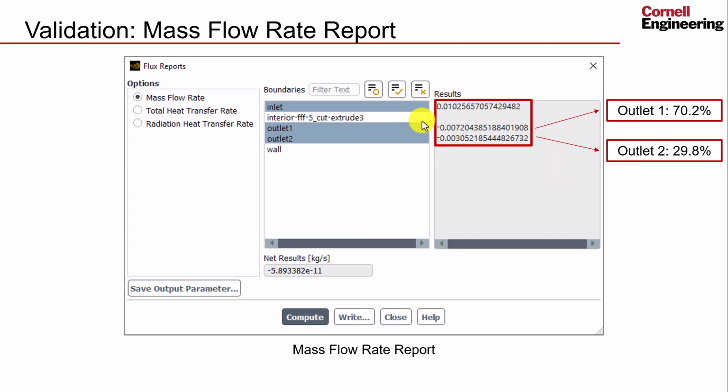Using these mass flow rates to derive percentages, we get that 70.2% of the flow leaves through outlet 1, while 29.8% leaves through outlet 2. This is very close to the values from literature and helps to validate our solution results.